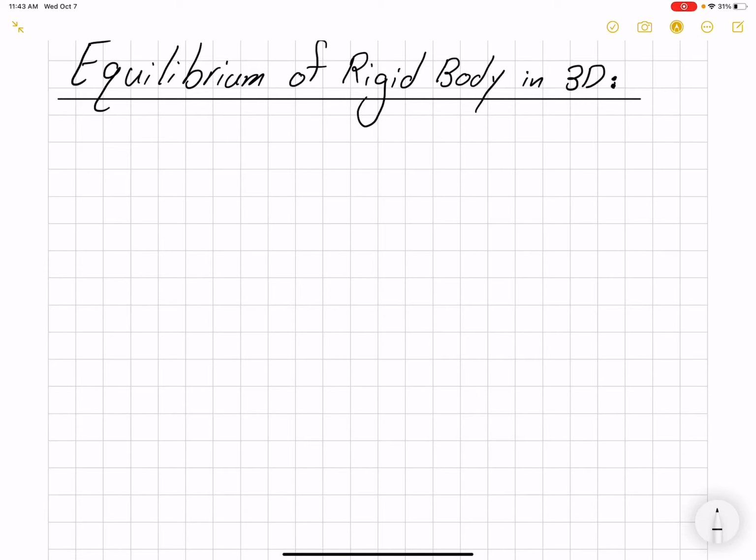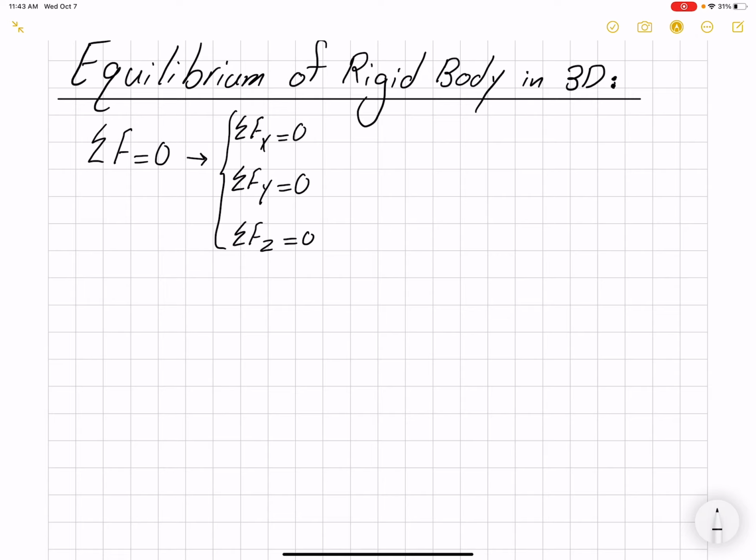Hello everyone, in this video we're going to talk about equilibrium of a rigid body in 3D. Whenever we are talking about equilibrium, that means the summation of forces is equal to 0. And in case of 3D, we have forces in three directions. Summation of forces in x would be 0, summation of forces in y direction would be 0, and summation of forces in z direction would be 0. So we'll get three equations by writing our summation of forces.